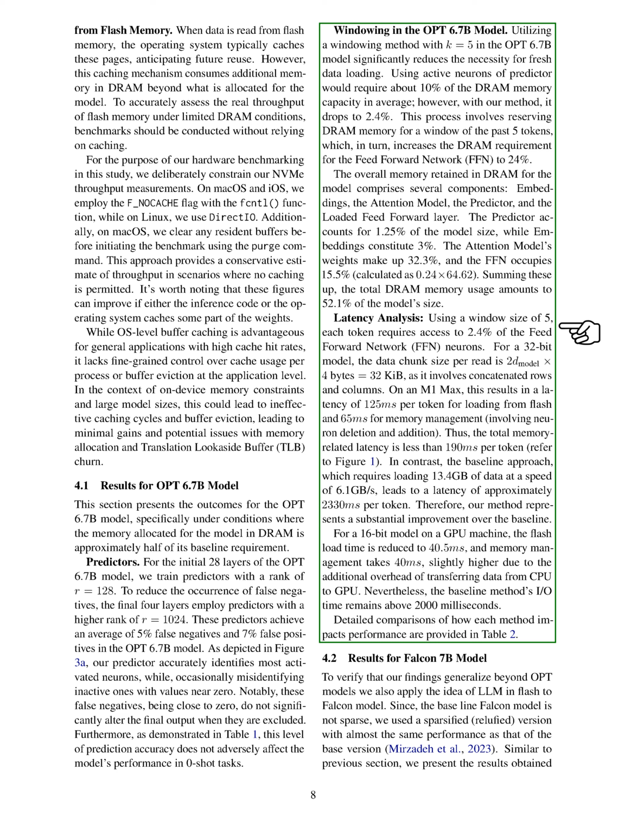On an M1 Max, this results in a latency of 125 milliseconds per token for loading from flash and 65 milliseconds for memory management. Thus, the total memory-related latency is less than 190 milliseconds per token. In contrast, the baseline approach, which requires loading 13.4 gigabytes of data at a speed of 6.1 gigabytes per second, leads to a latency of approximately 2,330 milliseconds per token. Therefore, our method represents a substantial improvement over the baseline.